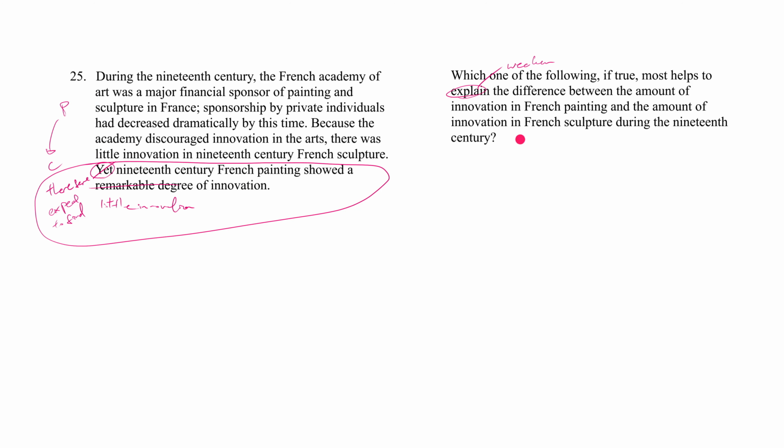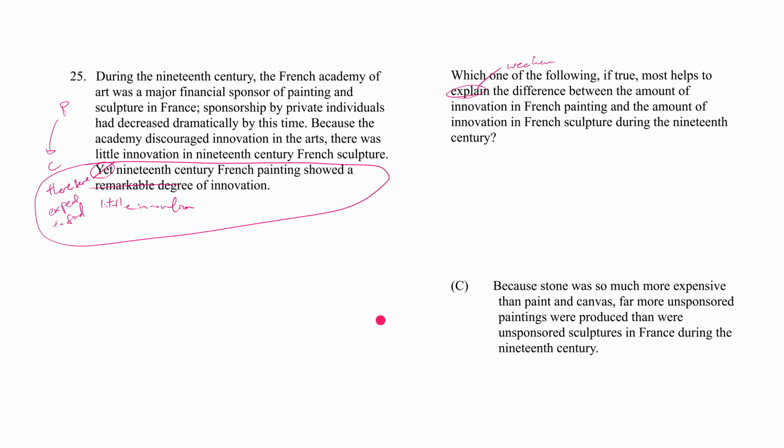So our job here, now that it's a weakening question, is precisely to weaken this argument, to figure out what assumptions have been made and attack the assumption. And this time around, hopefully you're not surprised anymore that the right answer choice is still the right answer choice, right? Look, you're making an assumption that sculpture and painting would be subject to the same degree of influence exercised by the French Academy. And that's not a great assumption.